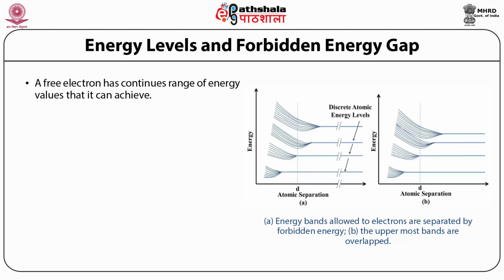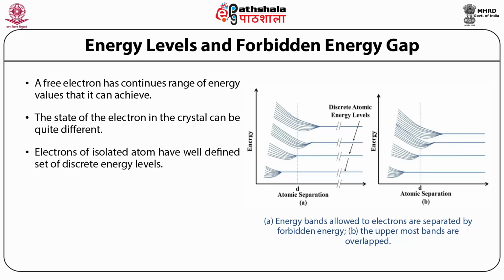A free electron has a continuous range of energy values that it can achieve. But the state of the electron in the crystal can be quite different. Electrons of isolated atoms have a well-defined set of discrete energy levels. These discrete energy levels spread out into energy bands when several atoms are brought closer together.